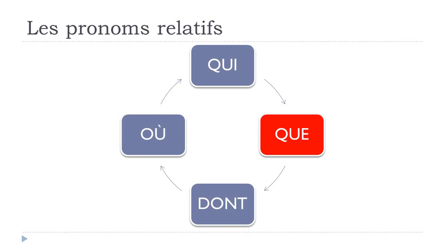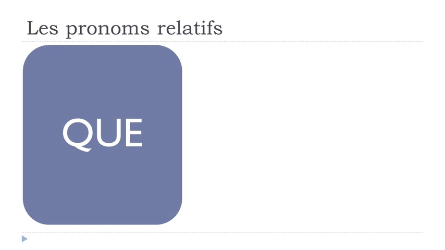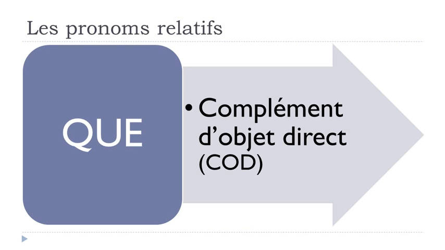Now, we'll have a look at que, okay? So que, you should remember that it will replace what we call complément d'objet direct. So complément, it's because it will complete the sentence. Objet, because it's what we call grammatical object, okay? And then direct, just because we don't use or we won't use any preposition between the verb and this grammatical object. Okay, and then normally we tend to write it shortly, COD. Okay, so if you see this COD written somewhere, it's just because we want to say complément d'objet direct.